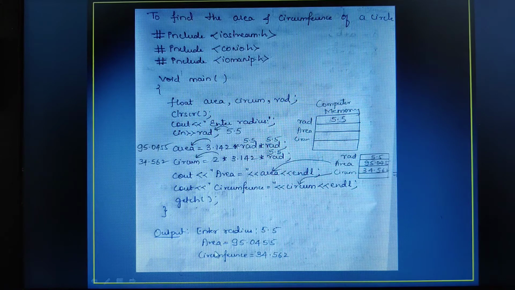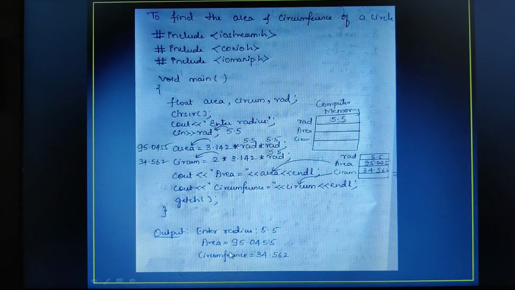Therefore you can see this particular output, area is equal to 95.0455. Similarly I am trying to print the circumference also. When the compiler encounters this particular circumference variable, it replaces it with its value. Therefore I can see the output as circumference is equal to 34.562.